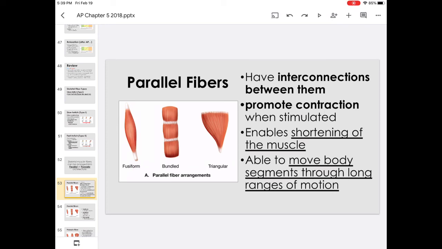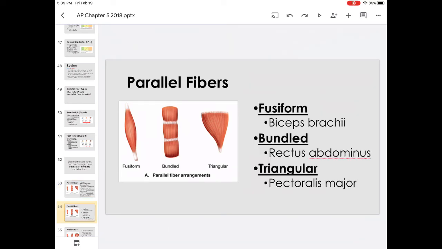They have interconnections between them and their neighbors so that they all kind of move in unison and they're not each going their own way, I guess. They all contract simultaneously. They allow shortening of the muscles, which allows them to move through a long range of motion. And in the next slide I'm going to show you something.